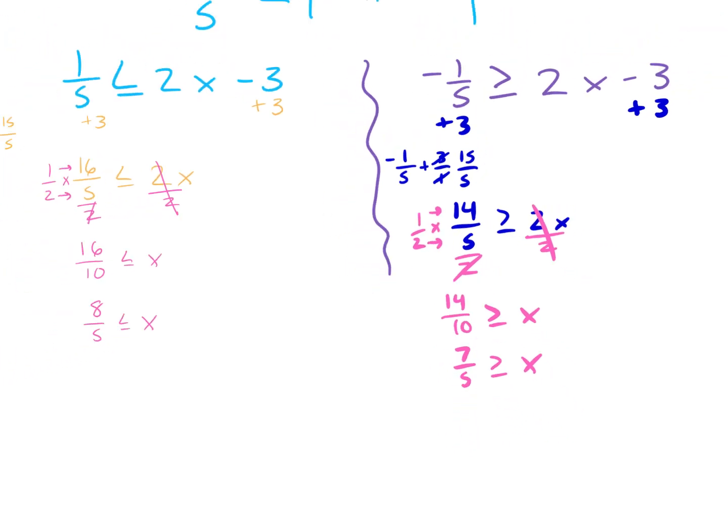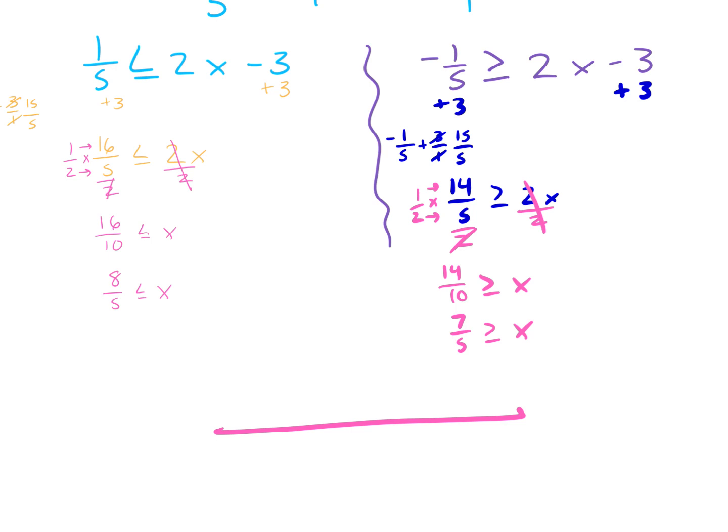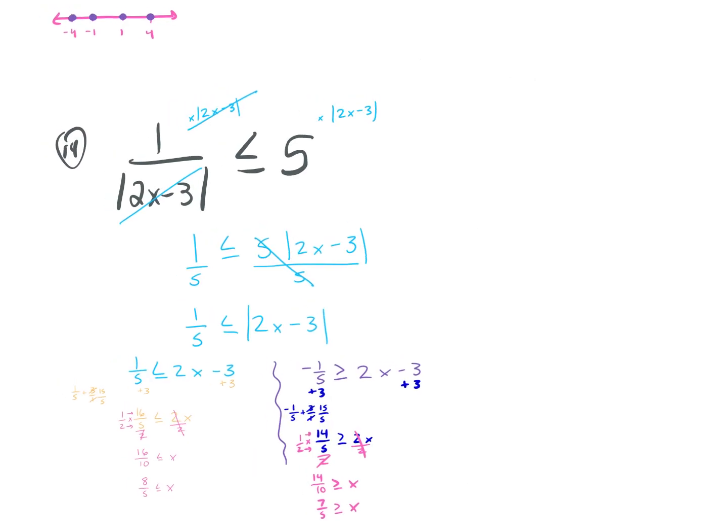Let's put these on our number line. Which one's going to go to the left? Which one's smaller? 7 over 5. Do I have an open or closed circle? Closed circle. And then let's pick a number to test to see if we're going to shade in between or outside. Well, in between these two numbers, we only have fractions. So let's maybe just pick a number outside. What's a number smaller than 7 over 5? 0. Perfect choice. Let's plug it into the original.